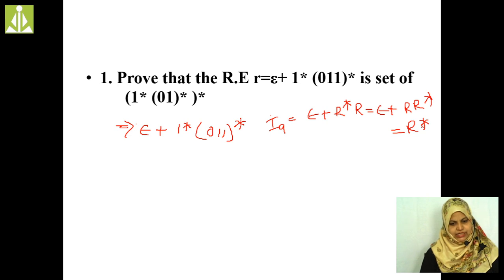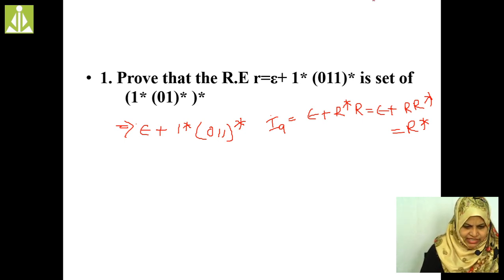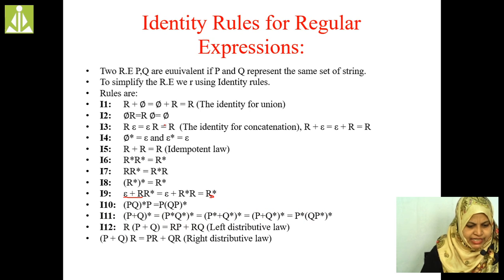Is it possible? Which rule do we have to use here? For example, on this one I can take the complete string. This is the complete string. Here, epsilon plus R. Which rule can we take here? Epsilon plus R. Shall I take this rule also?